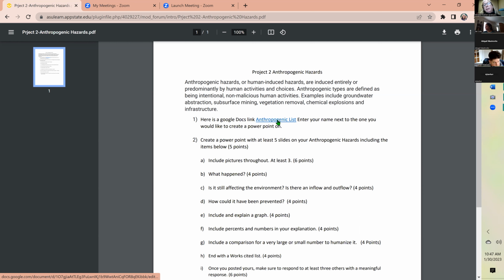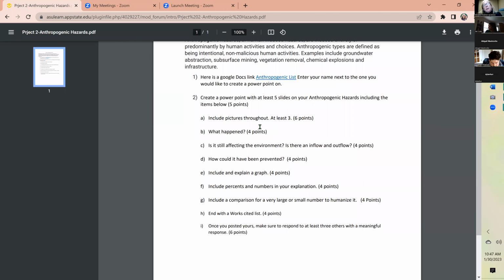And so I put the link here also, either one is the same, but you need to create a PowerPoint with at least 5 slides, pictures, at least 3 of them. What happened, is it still affecting the environment, like the inflow and outflow? How could it have been prevented?